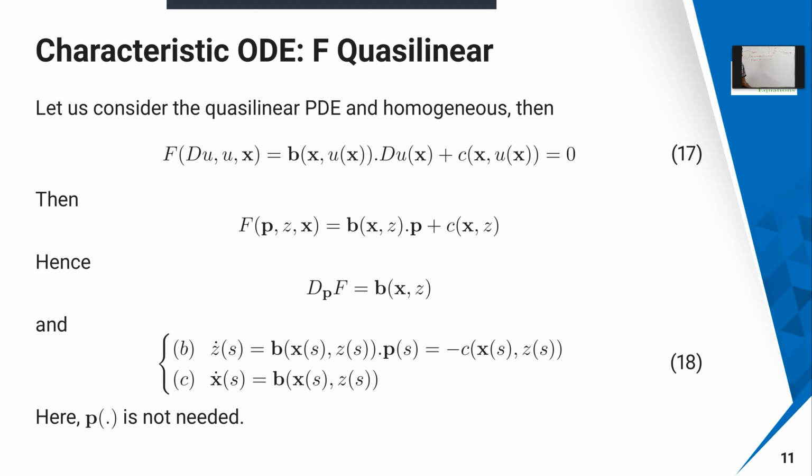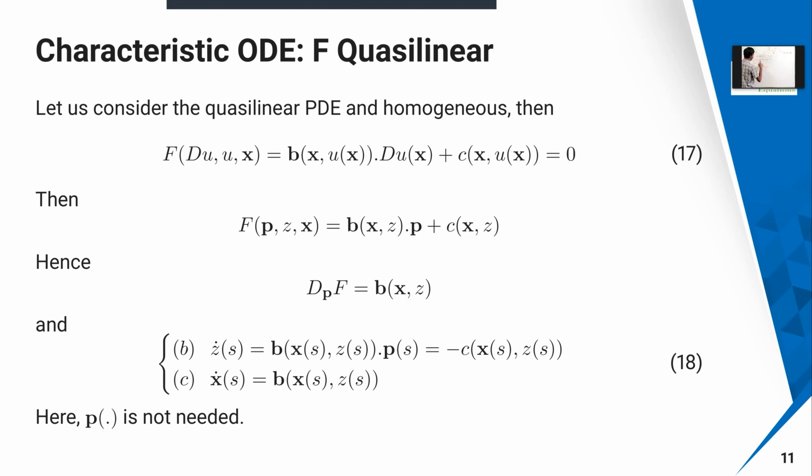So correspondingly here you are going to get b of x comma z into p, plus c of x comma z. This is the general quasi-linear PDE. So once again you have to apply the TPF here. So the characteristic ODE system becomes z dot of s equal to b of x of s comma z of s into p of s.